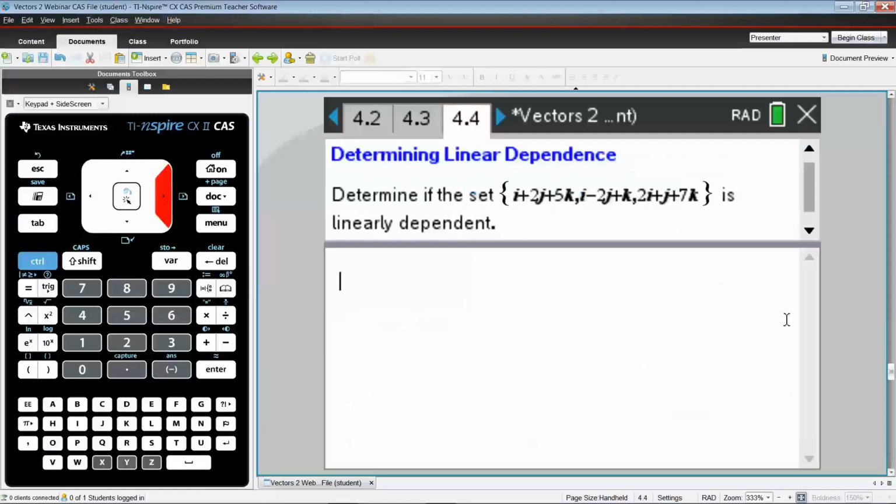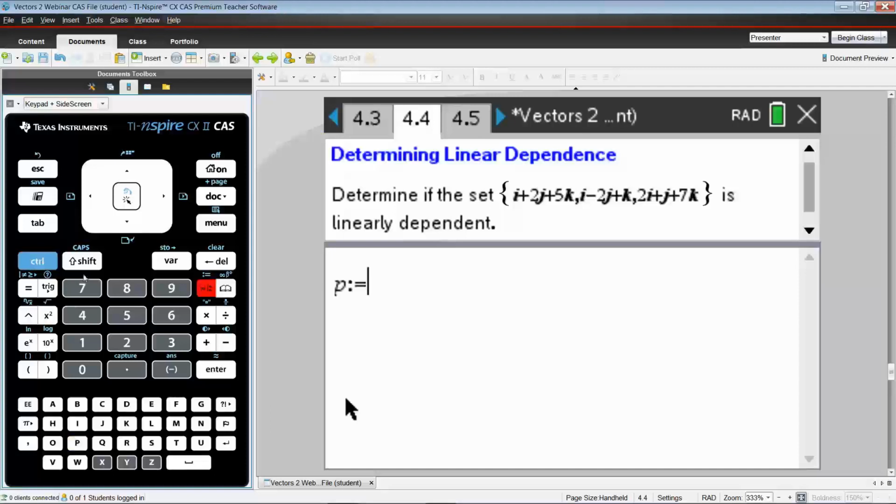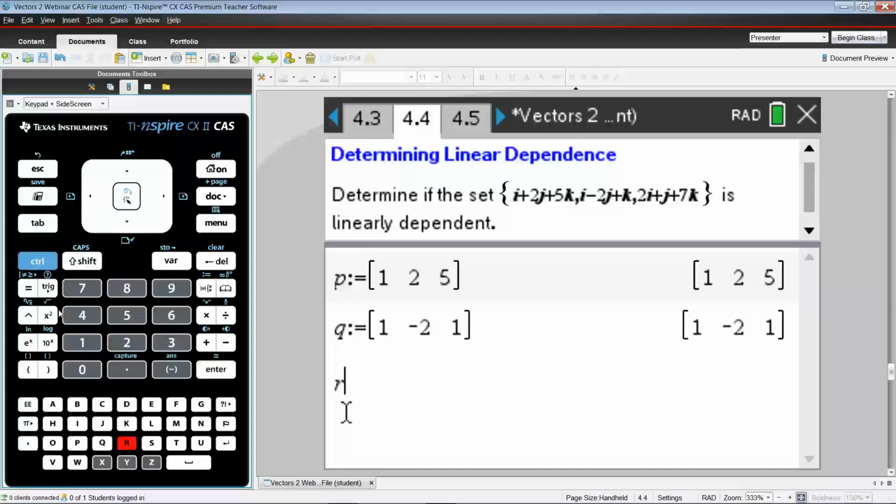Okay, so here we go. Let's look at an example. Let's determine if the set i plus 2j plus 5k, i minus 2j plus k, and 2i plus j plus 7k is linearly dependent. I'll call these vectors p, q, and r. So p is defined as 1, 2, 5. Let's define q as 1, negative 2, 1, and r as 2, 1, 7.